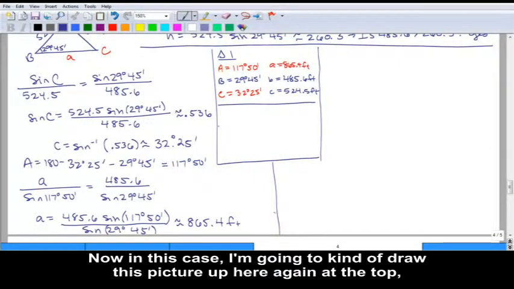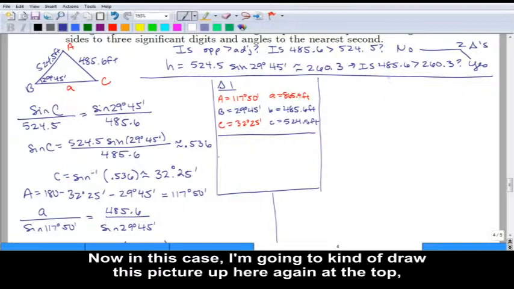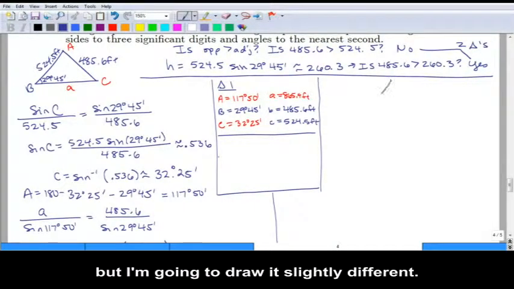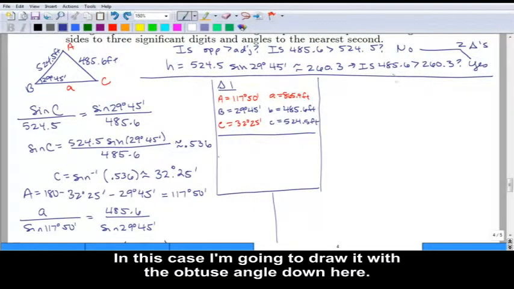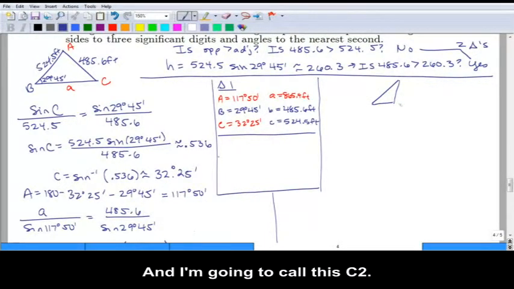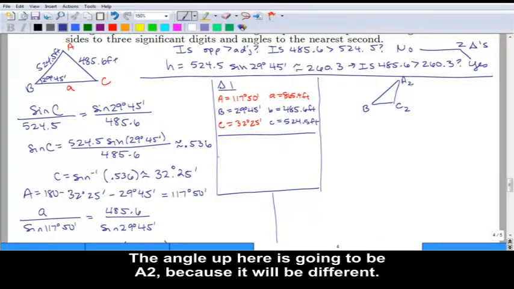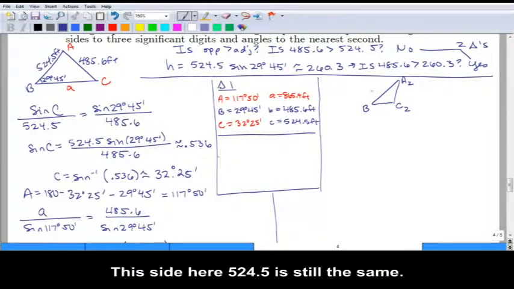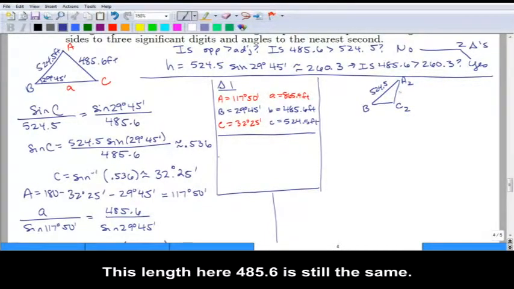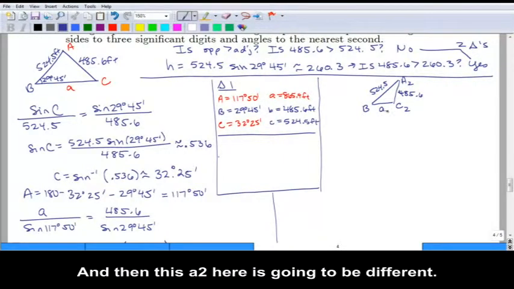Now in this case, I'm going to draw this picture up here again at the top, but I'm going to draw it slightly different. I'm going to draw it with the obtuse angle down here, and I'm going to call this C2. This is still B. The angle up here is going to be A2 because it will be different. This side here, 524.5, is still the same. This length here for 485.6 is still the same, and then this A2 here is going to be different.